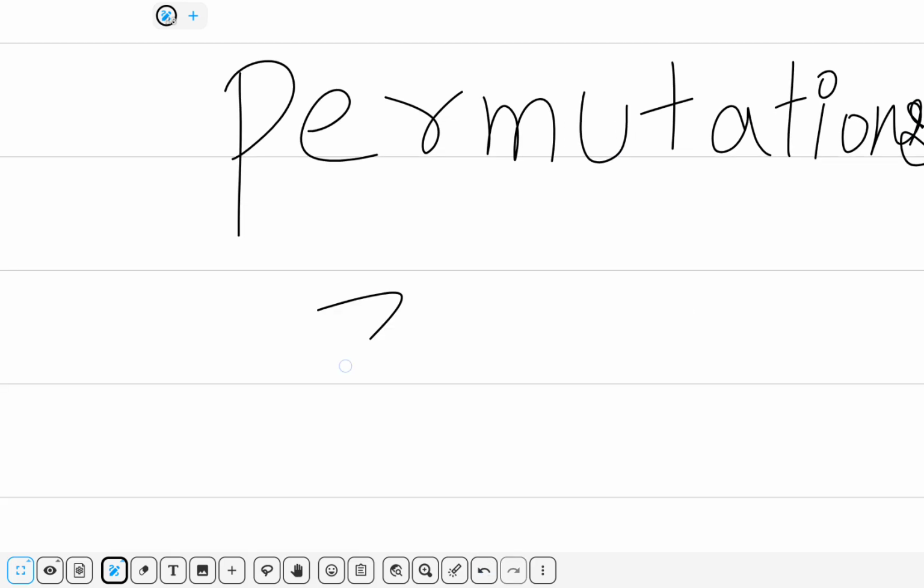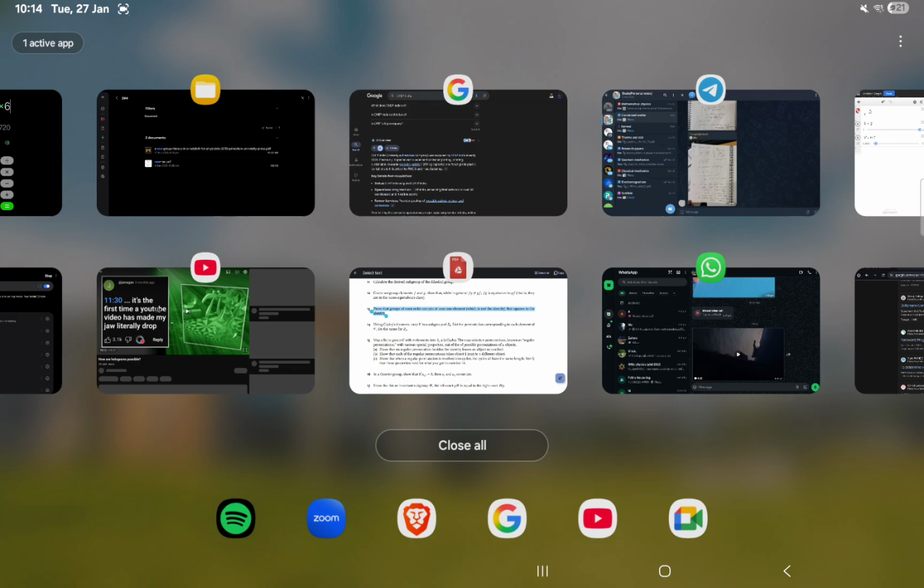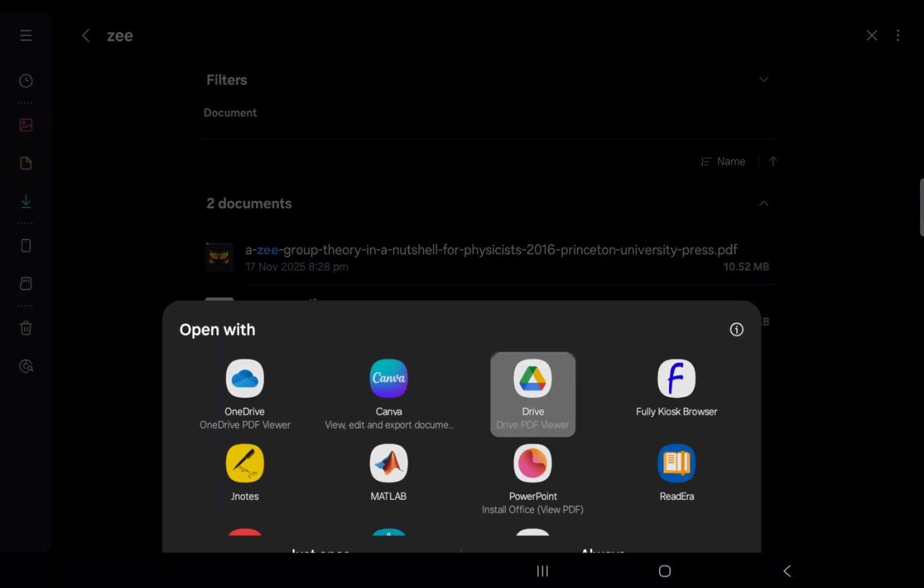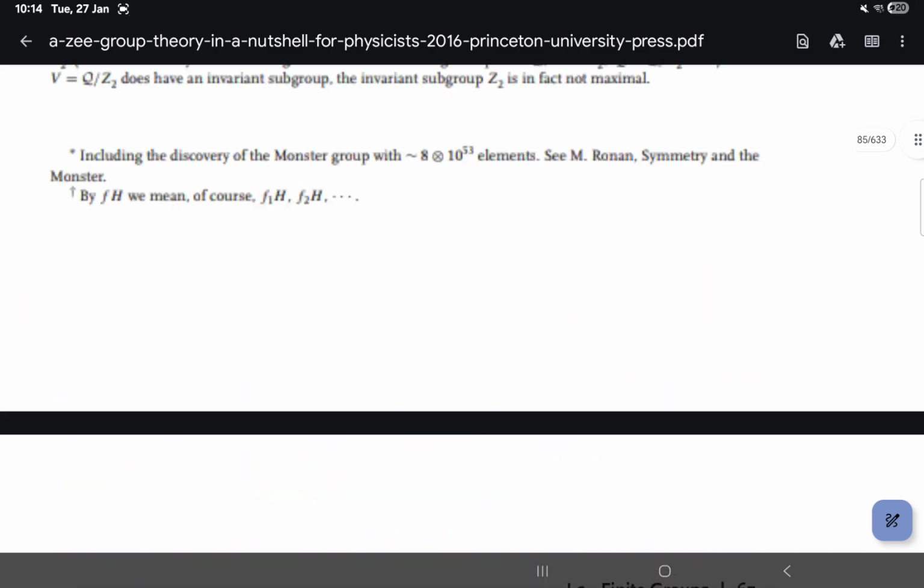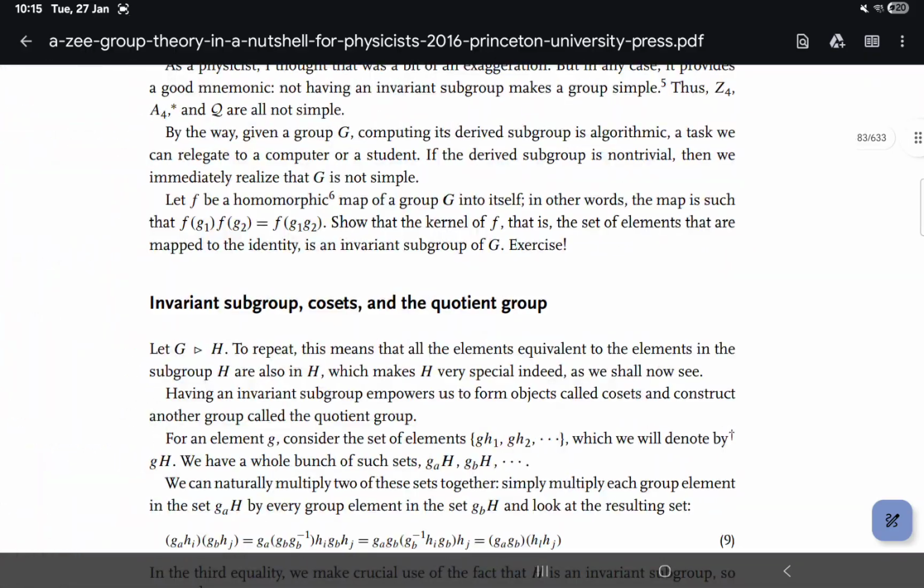Remember I was studying this book called AZ. Yeah, I am still following it. Pretty nice book for a layman. I am not a maths expert, but I don't think this is a rigorous book. I think it's a very good book for at least giving a taste, some intuition about the topics. And so, permutations I'm reading.